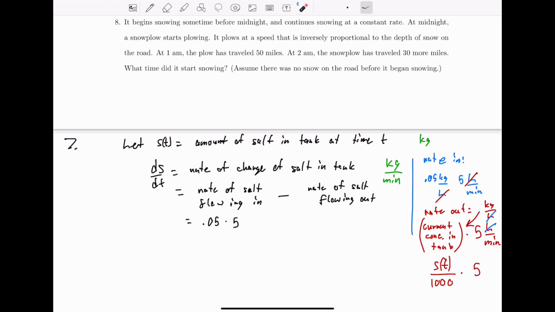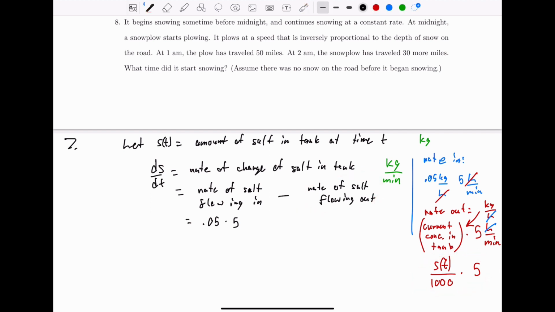So once again, let's keep track of the units to see how this is working out. The S of t, this is mass, that's kilograms. So we have kilograms per liter times liters per minute. The liters will cancel, and all the units here are going to be kilograms per minute. So this is the rate at which the salt is exiting the tank. That's how many kilograms per minute of salt are leaving the tank. So this is the rate of salt flowing out.